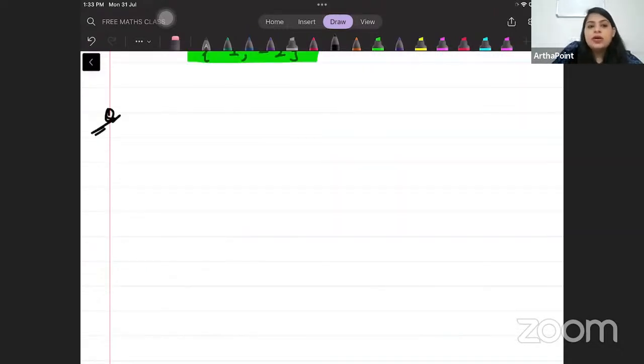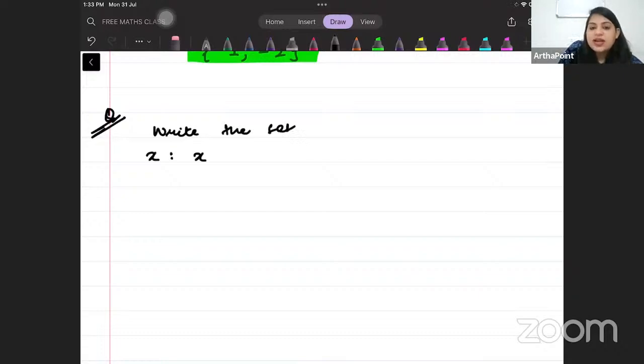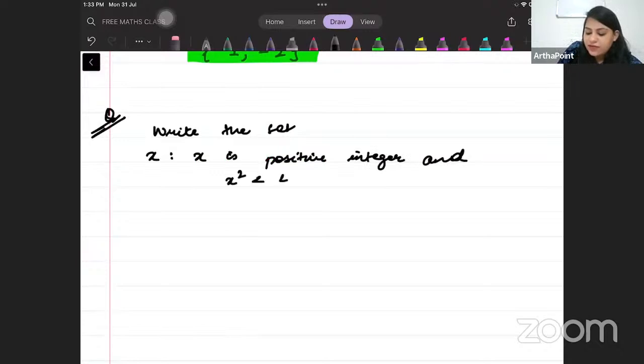Now, let me give you one more question, beta. So please write down. Write the set of x such that x is a positive integer and x square is less than 40, in roster form.